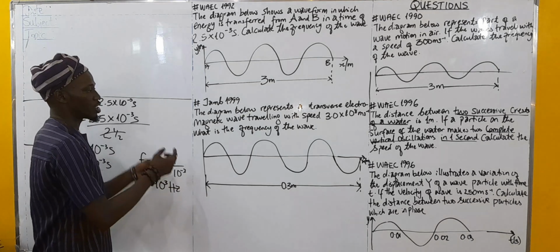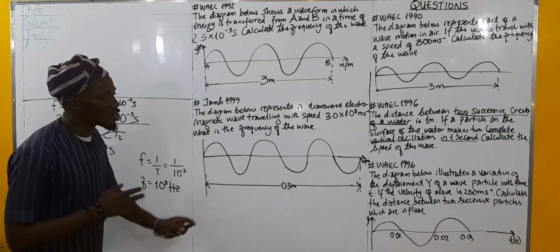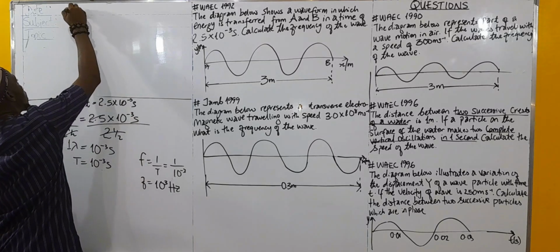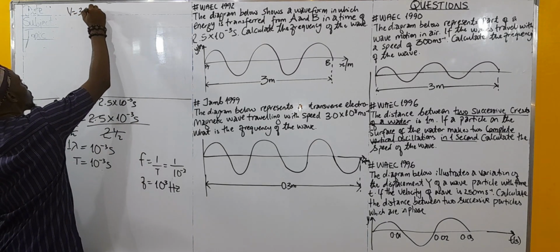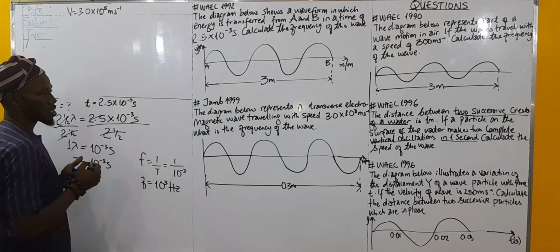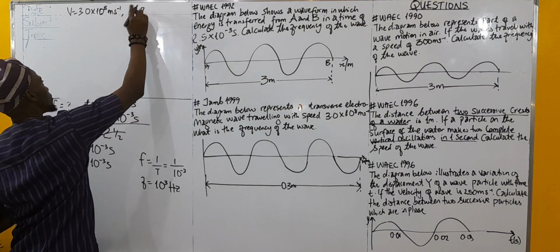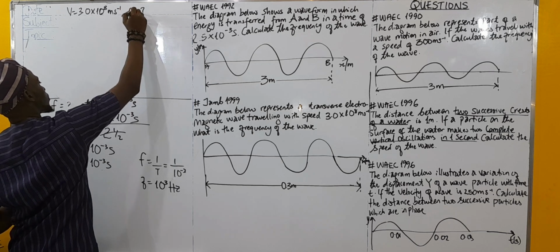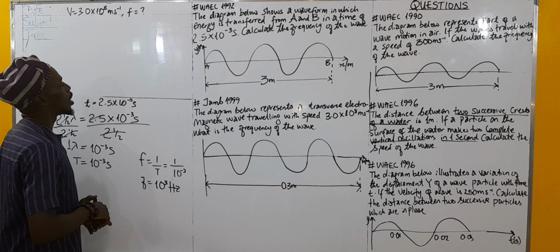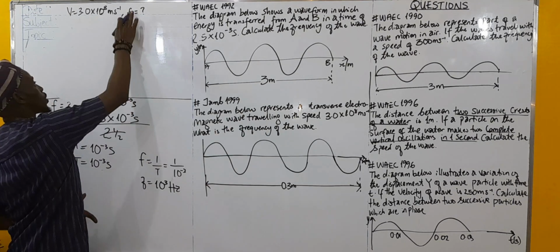Which is the last question. The diagram below represents a transverse electromagnetic wave traveling with speed. Alright, so I'm going to write my speed: 3.0 times 10 to the power of 8 meters per second. Alright, what is the frequency? I think we'll solve questions like this a lot of times. Let's say, what is the period? Let's find the period.